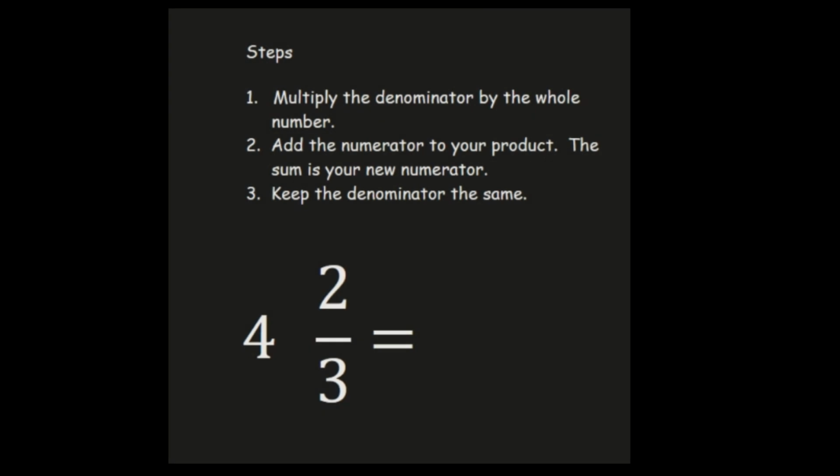So for one final example, we have 4 2/3 that we're going to turn into an improper fraction by taking our denominator of 3 and multiplying it by our whole number 4. So we have 3 times 4, which is 12. We take this product and we add our numerator to it. Our numerator is 2. So we have 12 plus 2. 12 plus 2 is 14. The 14 becomes our new numerator, and the denominator of our improper fraction is the same as the denominator in our mixed number, so our denominator is 3. So 4 2/3 equals 14/3.